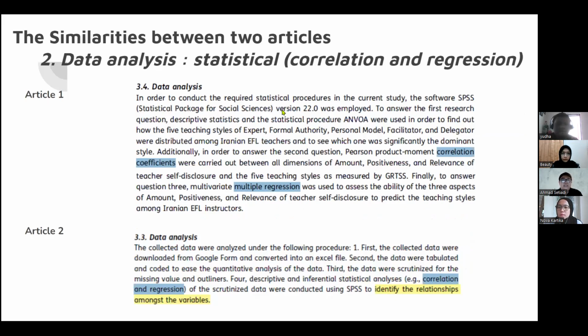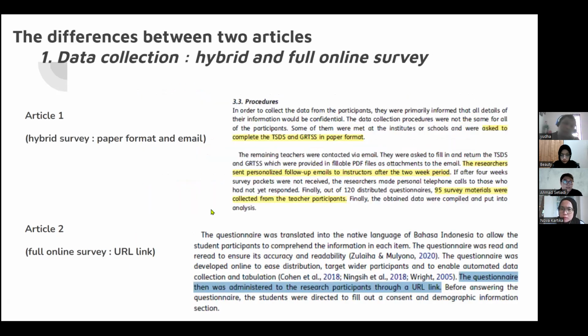Both used statistical correlation and regression. It can be seen in the data analysis part that in the first article, they use the correlation coefficient and also the multiple regression. As well as in the second article, we can see that they also apply the correlation and regression to identify the relationship between variables. Okay, so that's all for the similarities.